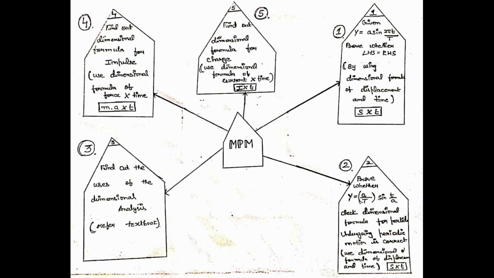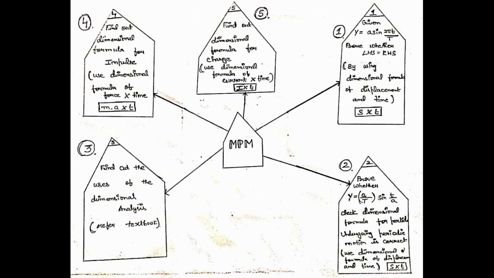Second, prove that y equals a by t sin t by a. Check whether the dimensional formula for a particle undergoing periodic motion is correct. Here another hint is to use the dimensional formula of displacement and time. So by proving this, you may also prove that LHS is equal to RHS.